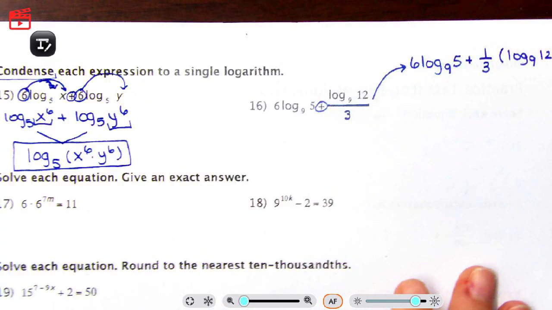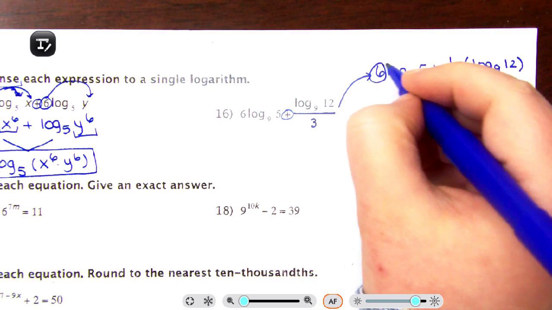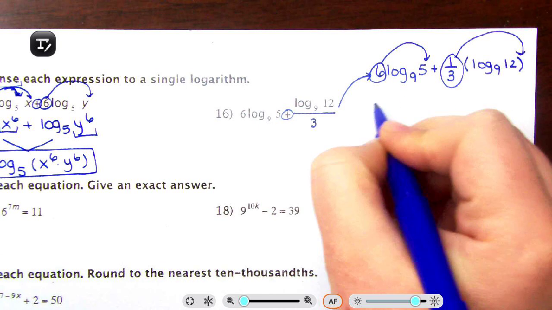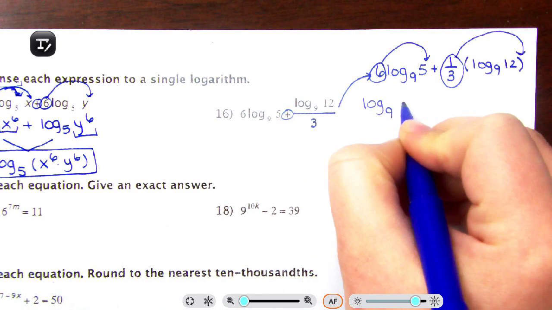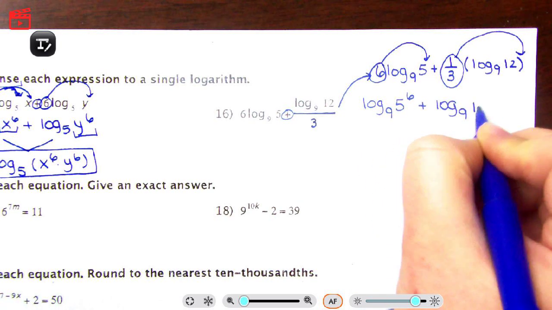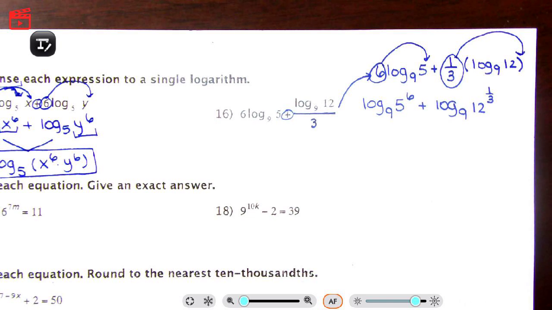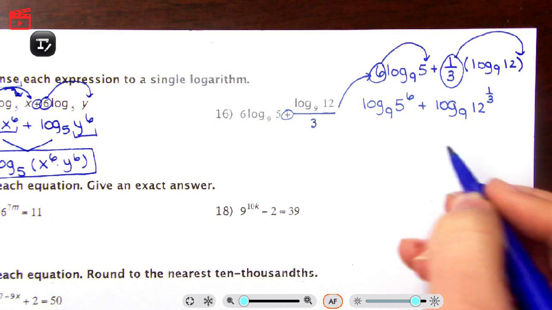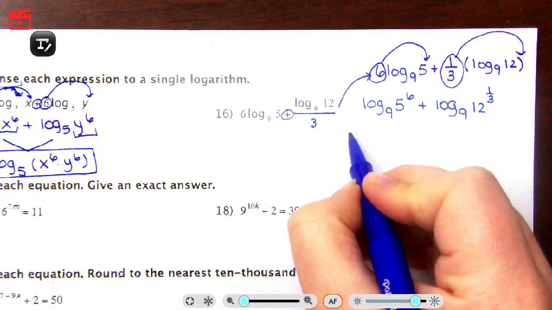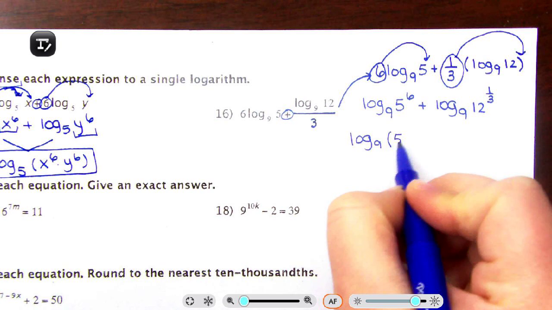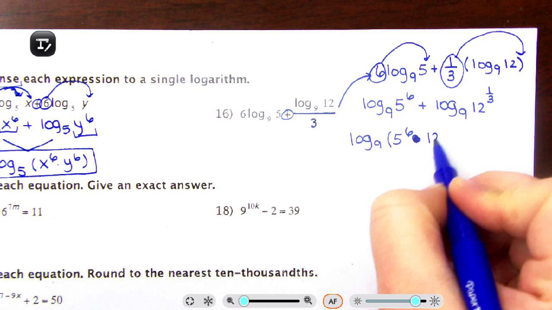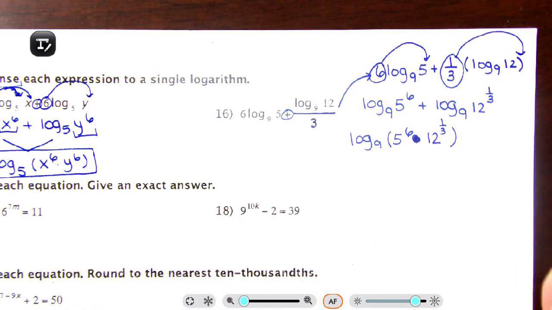Now that we have that, you can work with this. Again, we're putting stuff together. We're undoing the expansion, taking our numbers out in front and putting them back as exponents. So log base 9 of 5 to the 6th power plus log base 9 of 12 to the 1/3 power. Then again, we're putting stuff together, addition, so now we're actually going to multiply. So I have log base 9 of 5 to the 6th power, oh, just kidding, this is multiplication, times 12 to the 1/3 power.